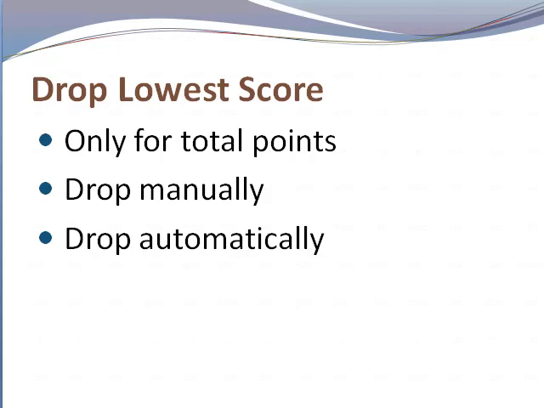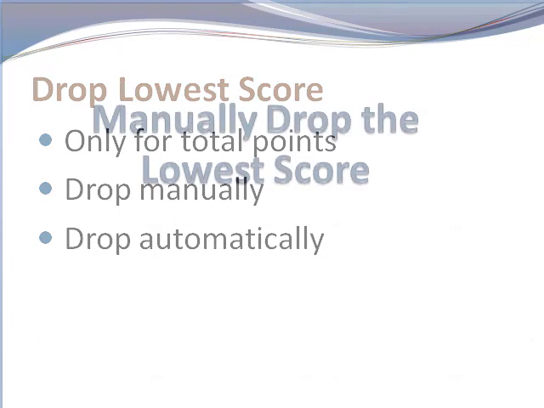This tutorial will cover how to drop the lowest score. These directions only work for those who calculate the final grade using total points. They will not work for weighted grades. You have two options on how to drop the lowest score. You can drop it manually, or you can have Blackboard drop it automatically for you.